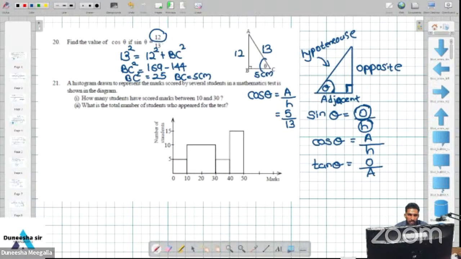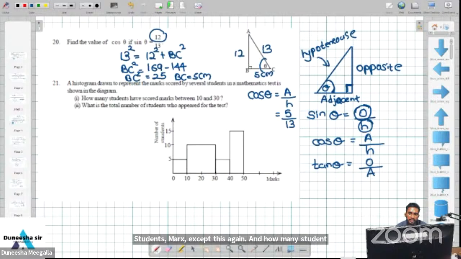Who got the answer? A histogram drawn to represent marks scored by several students in a mathematics test is shown in the figure. The x-axis is given by the marks and the number of students is given by the y-axis. Y-axis එකෙන් students ලාගේ ගාන තියෙනවා. Marks ගාන තියෙනවා x-axis එකෙන්.